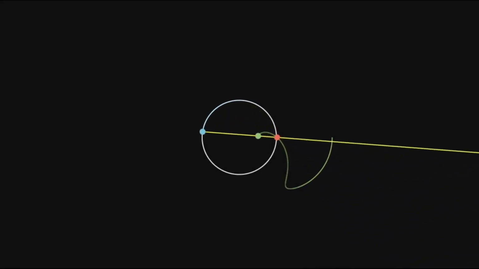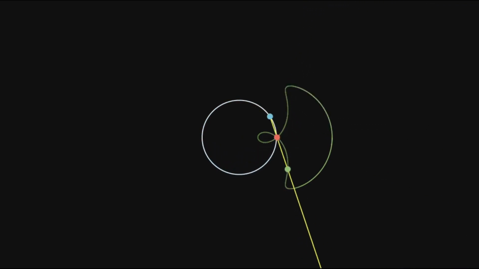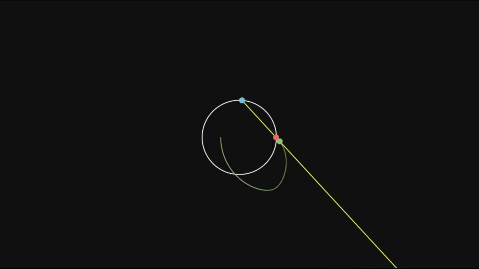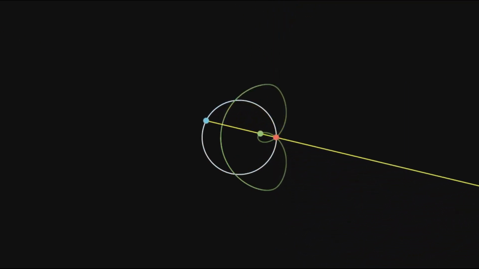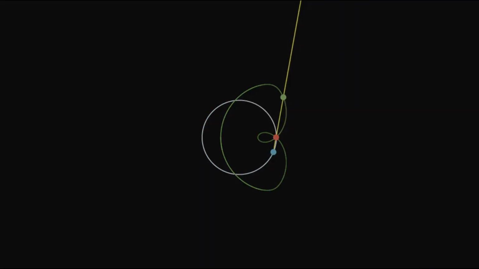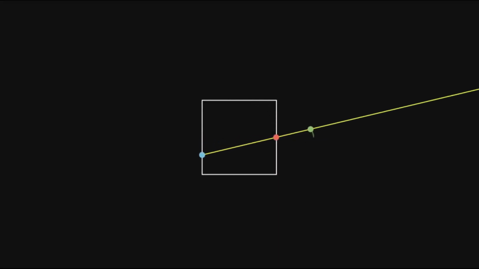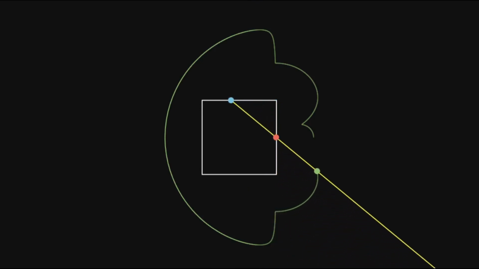Shorter distances from A to C tend to produce figures with loops, like so. This geometric procedure can also be applied to any closed figure, producing a new and different family of loci. Here are some examples with squares.